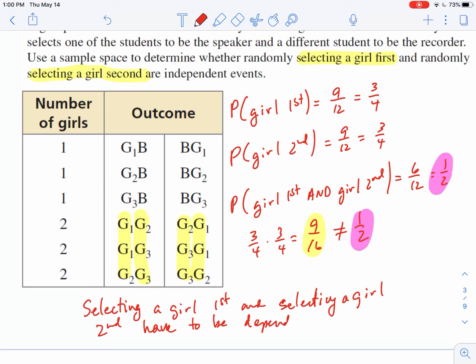dependent events, meaning we obviously understand that if we choose someone for the first position, we have less female students to choose for the second position. So obviously one of those events depends on the other. Okay? So that's another example or another scenario of where we're trying to compare whether things are independent or dependent.